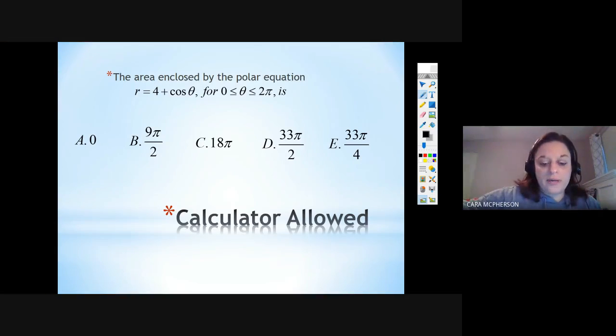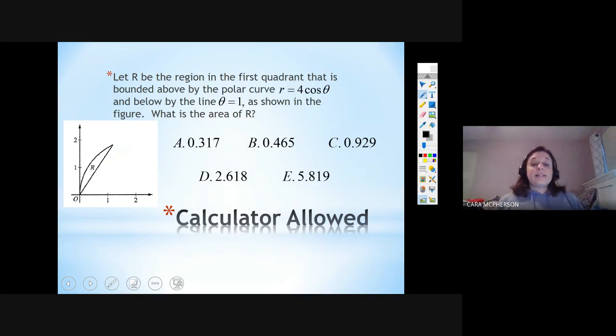I like the ones where they give you a lot of information and it takes a lot of it off of your plate. This is another one that actually gives you some pretty good information. So this one wants to find the region that's bounded. It's this little sliver. They call it R. I cut and pasted this picture from an AP test. They tell you that the curved part is 4 cosine theta, and that the linear part is the line theta equals 1, and it wants you to find that area.